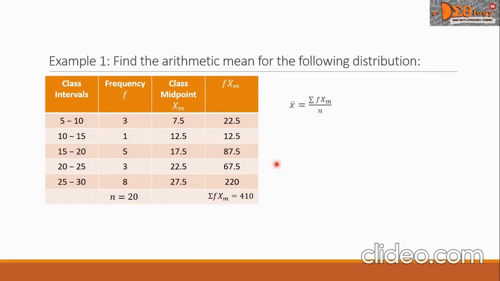Now, we are ready to use our formula for the mean. X bar equals the summation of f times x sub m all over n. So these values we will collect from our table. This value will be our numerator, that is the 410, and the n is coming from the summation of the frequency. So we have 410 divided by 20, and that is 20.5. This is the mean. This is our final answer.